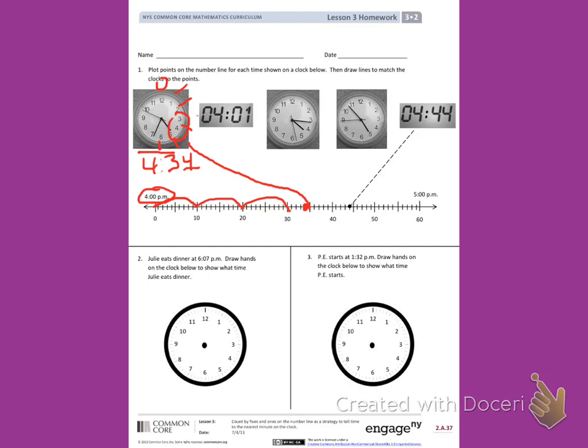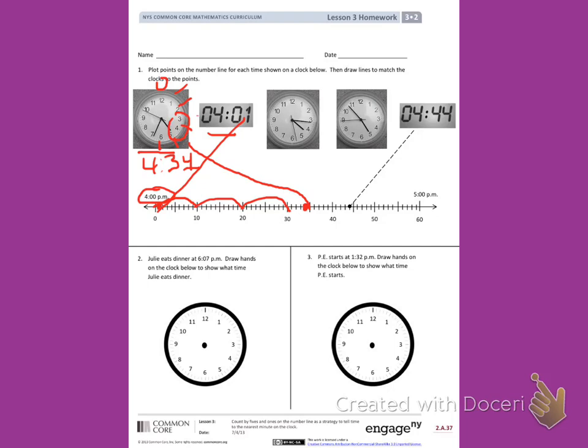Now, let's do the second clock. This is a digital clock. It says 4:01. So I look at 4 o'clock and I go 1 minute past 4. So I'm going to put that dot right there at 4:01, and I'm going to draw a line from 4:01 to the digital clock. Continue using these strategies to help you with the last clocks.